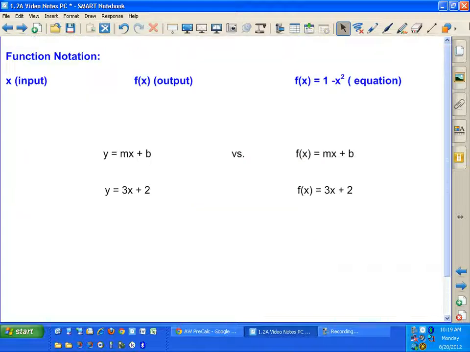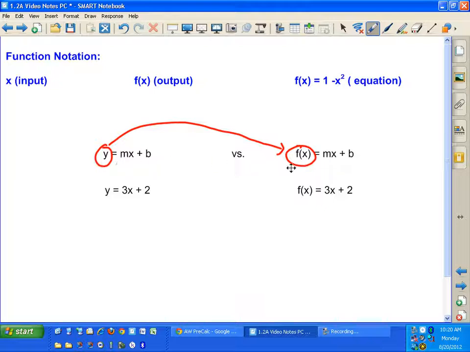Then, something that people get confused about is function notation. Just remember that in function notation, your x value is your input, your f of x is your output, and then you might have an equation that looks something like this. Now, I did down here y equals mx plus b versus f of x equals mx plus b. There really is no difference between the two, but what you'll notice is that I'm replacing the y with the f of x. That's really all that's happening, I'm just replacing one for the other.